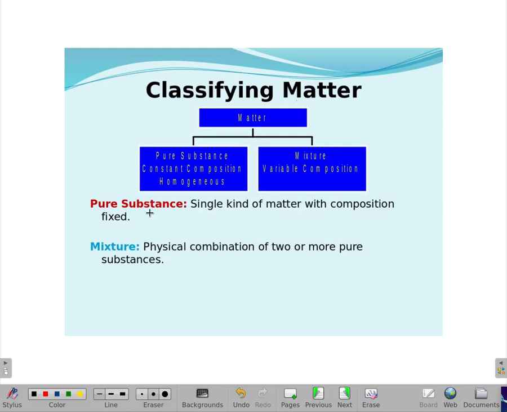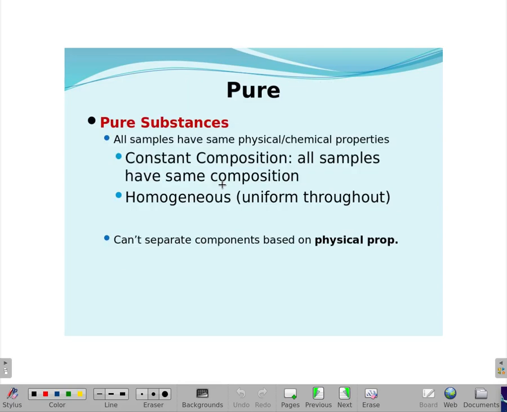All right, so pure substances have this as their consistency. So constant composition, and they're homogeneous. All right, so what do we mean by that constant composition? Well, it just simply means that they all have the same composition. No matter where we isolate that particular pure substance, it's going to be exactly the same.